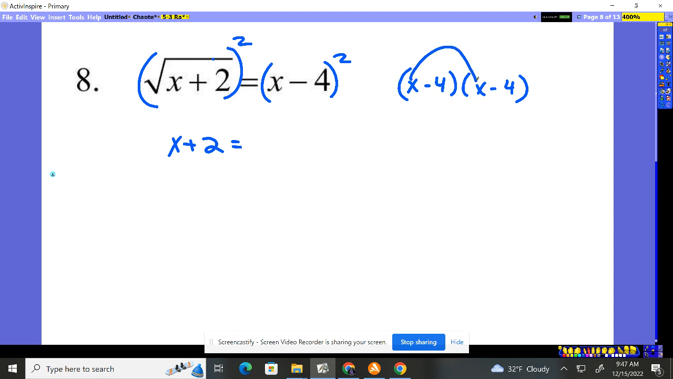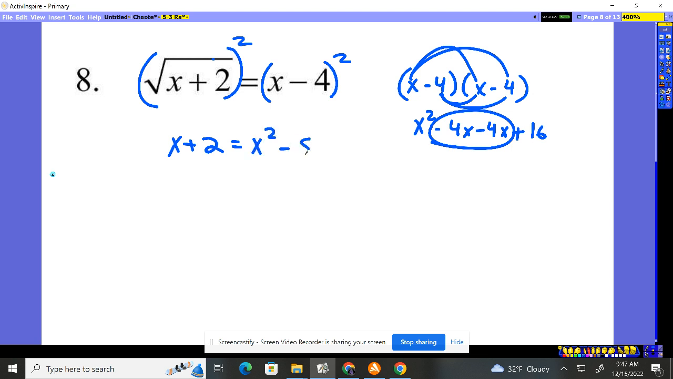Well, x times x is x squared. x times that 4 is minus 4x. Now the negative 4 distributes through to each piece over here. Negative 4 times negative 4 is positive 16. So these are going to go together and be minus 8x. So we have x squared minus 8x plus 16.